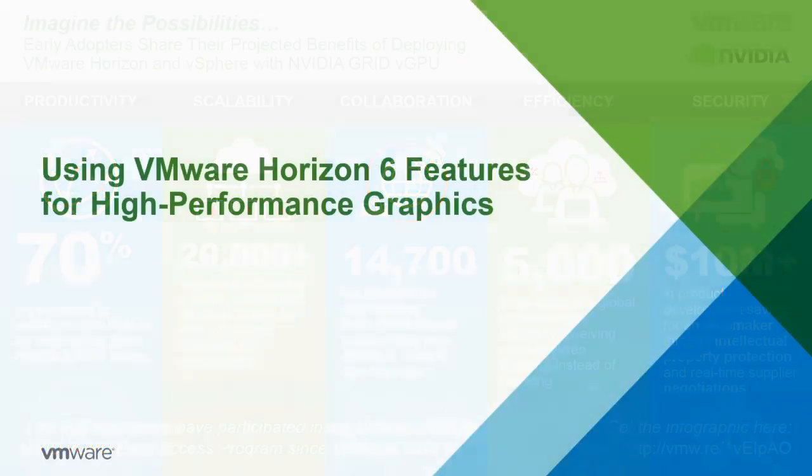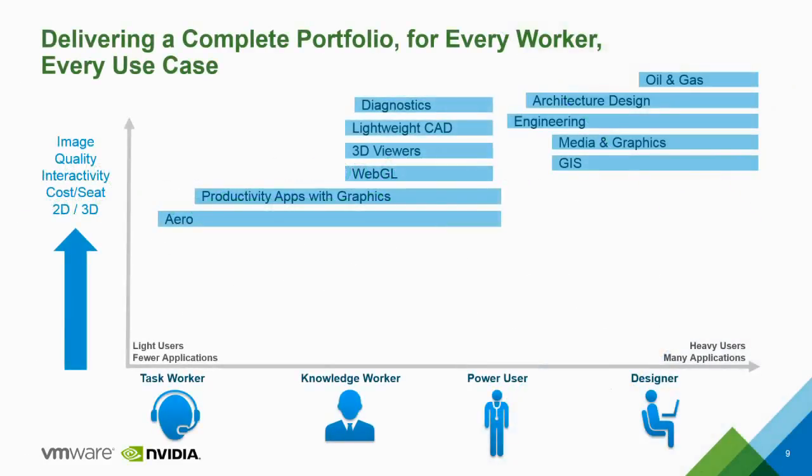Yeah. So I want to talk a bit about Horizon 6 and the features it brings for delivering high-performance graphics. So I'll give you a little bit of history about where we've started from the graphics perspective. As I talked about, these are use cases that weren't even possible 5 years ago. But we started making efforts 3 or 4 years ago to start improving our graphics story in VMware Horizon.